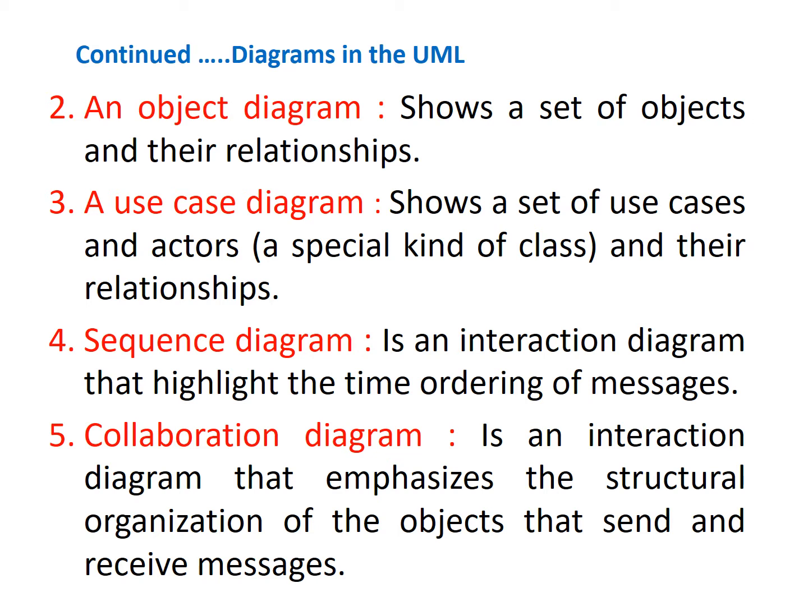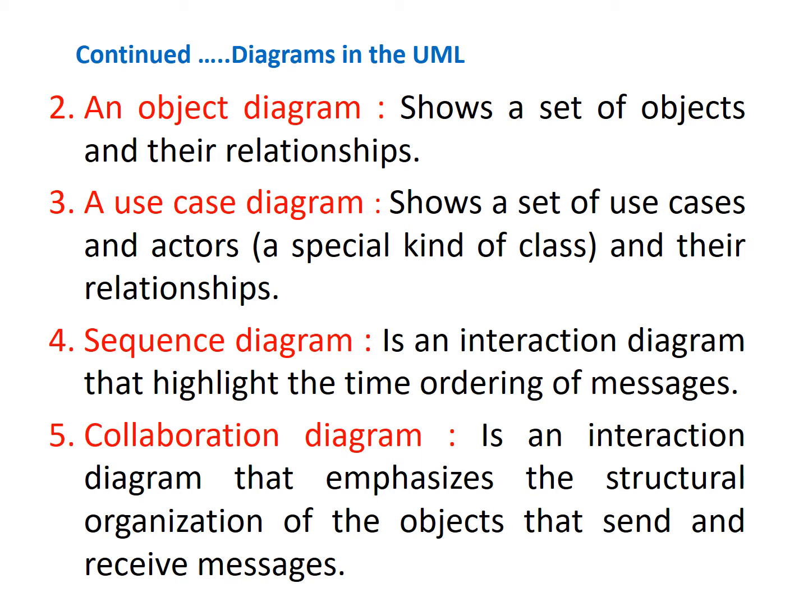Sequence diagram and collaboration diagram are kinds of interaction diagrams. An interaction diagram shows an interaction consisting of a set of objects and their relationships, including the messages that may be dispatched among them. Interaction diagrams address the dynamic view of a system.